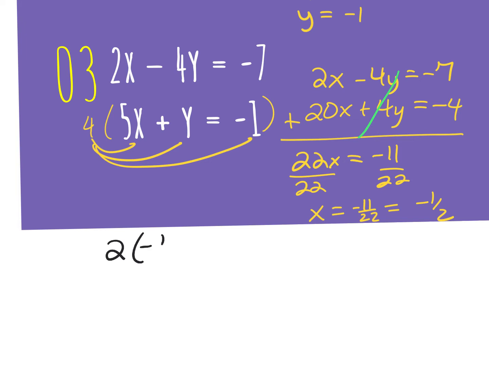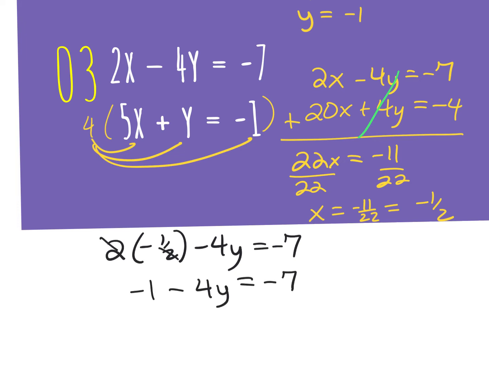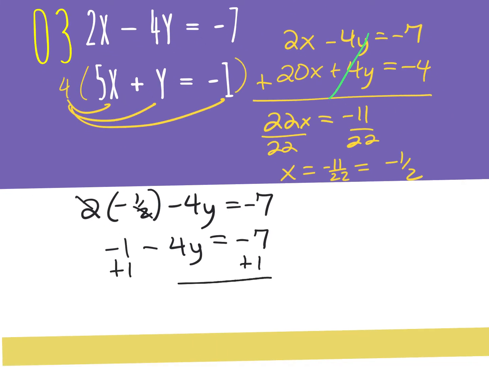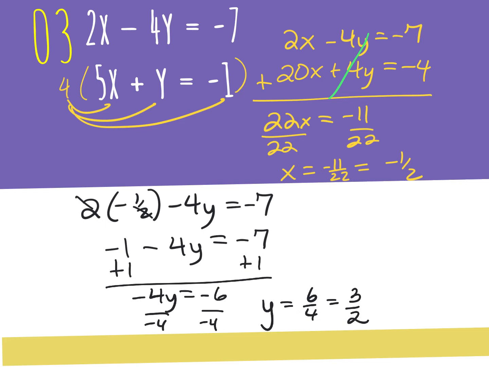So 2 times -1/2, I'm plugging it into my first equation. Notice 2 times -1/2 is just going to become -1. I'm now going to move the -1 to the other side. -4y equals -6. Divide both sides by -4. And y equals 6/4, which reduces to 3/2. So my answer here is the ordered pair -1/2 and positive 3/2. Again, because I got a solution, I can classify this as being consistent. They all have an answer so far.